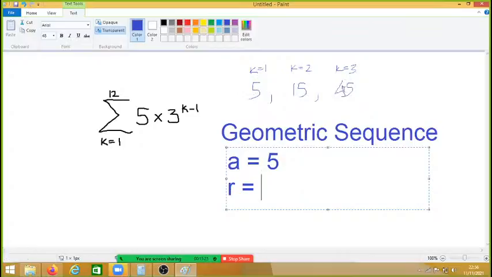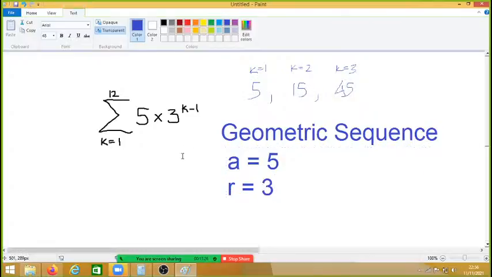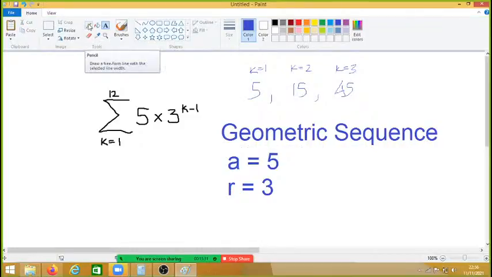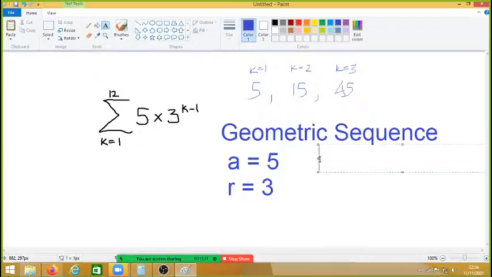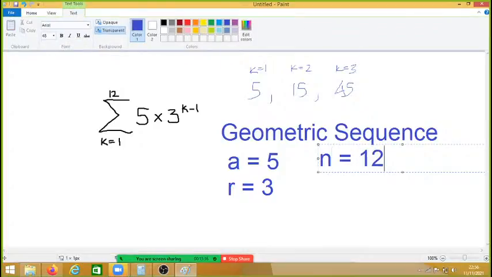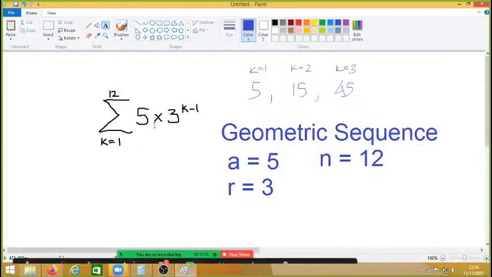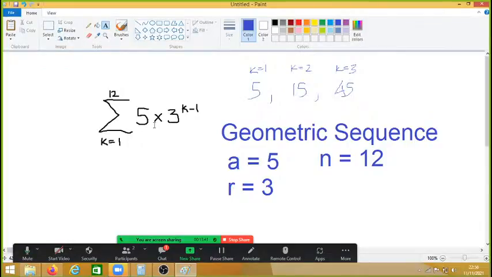Let's just check that with the next pair. 45 divided by 15 is 3. So well done, 3 is right. And then how many terms are there? We can say n is going to be 12. There's 12 terms. And then which formula do we need?